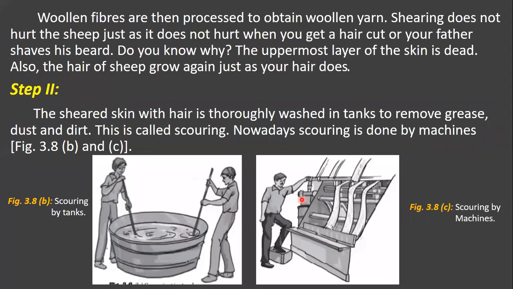Next, the woolen fibers are then processed to obtain the woolen yarn. Woolen yarn means the thread. The woolen fibers are then processed to obtain the woolen yarn.